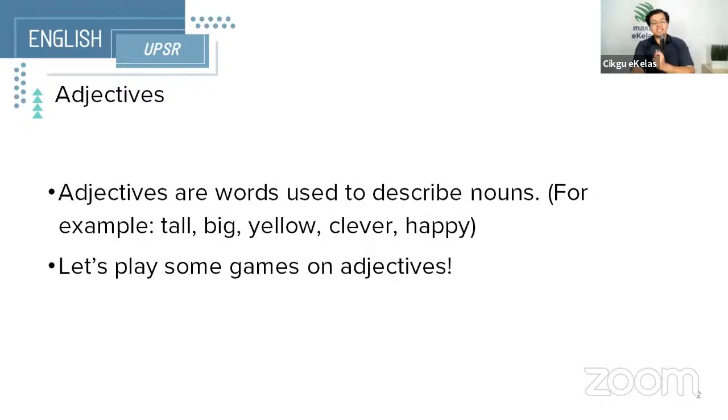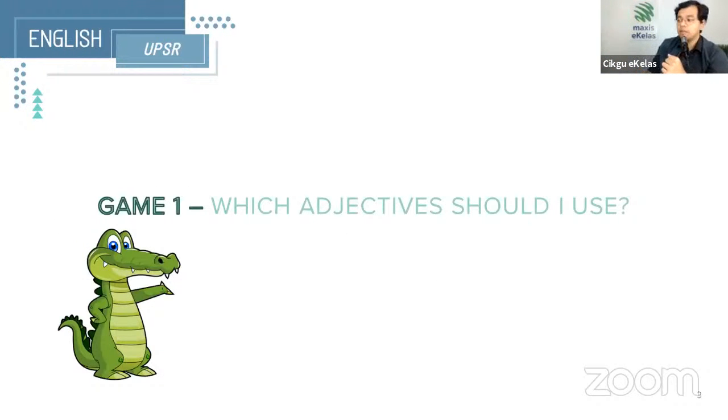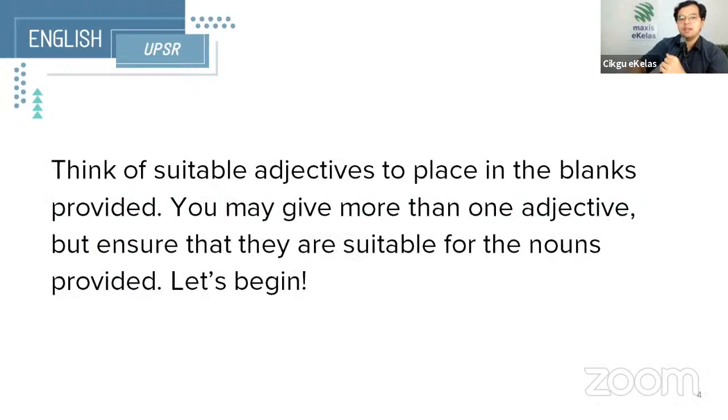All right, so adjectives. Adjectives are words used to describe nouns. For example, tall, big, yellow, clever, happy. Now, let's play some games using these adjectives. Game number one, which adjectives should I use? Think of suitable adjectives to place in the blanks provided. You may give more than one adjective, but ensure that they are suitable for the nouns provided.